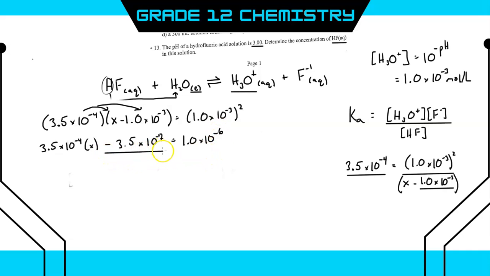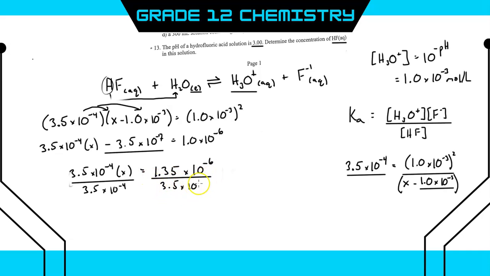Okay, let's bring this term to the other side and add them. So now we have 3.5 times 10 to the minus 4 times x is going to equal 1.35 times 10 to the minus 6. Okay, now let's divide both sides by 3.5 times 10 to the minus 4. We're almost there. And we will have figured out what x is.